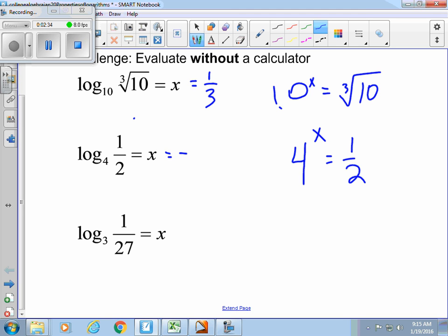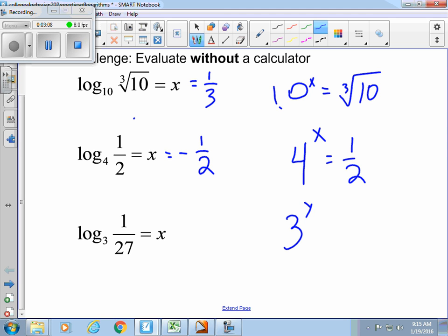1/2. Why 1/2? What's a 1/2 do? What did a 1/3 do? Okay, good. A 1/2 is a square root. So 1/3 is a cube root, a 1/2 is a square root. So the square root of 4 is 2. And then to make it on the bottom, you would do a negative.